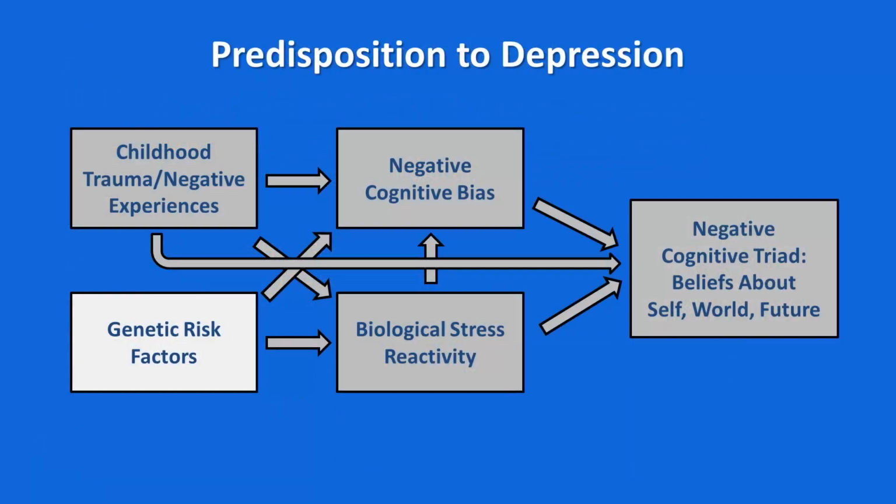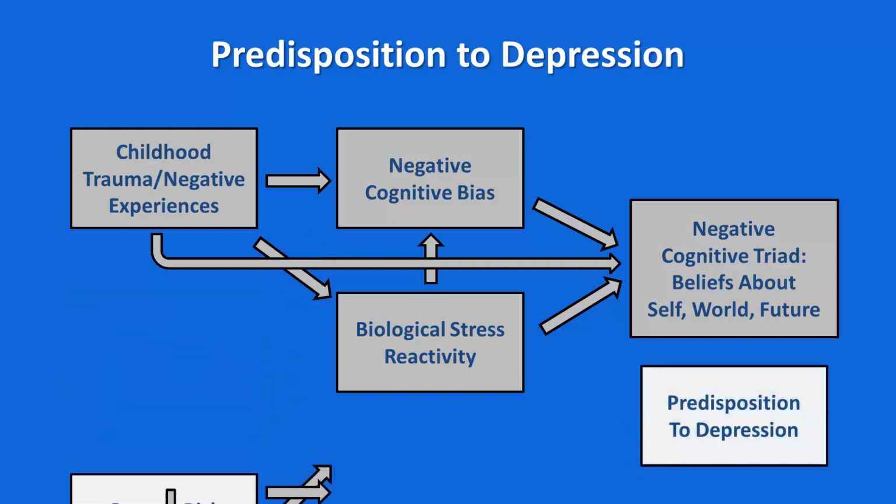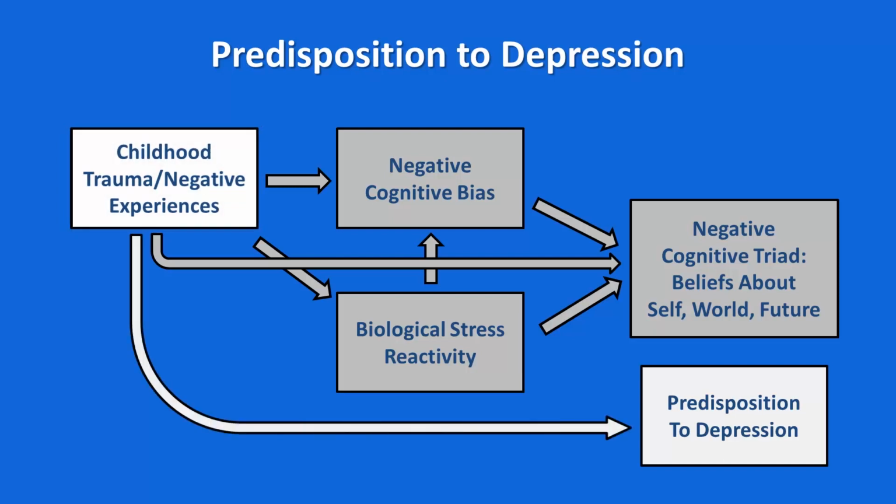Now, genetics alone is not enough to make us vulnerable to depression. Not everyone with genetic risk goes on to develop a predisposition to depression. But also, genetic risk isn't necessary in order to become predisposed to depression. We can become vulnerable to depression from childhood developmental and environmental factors alone.